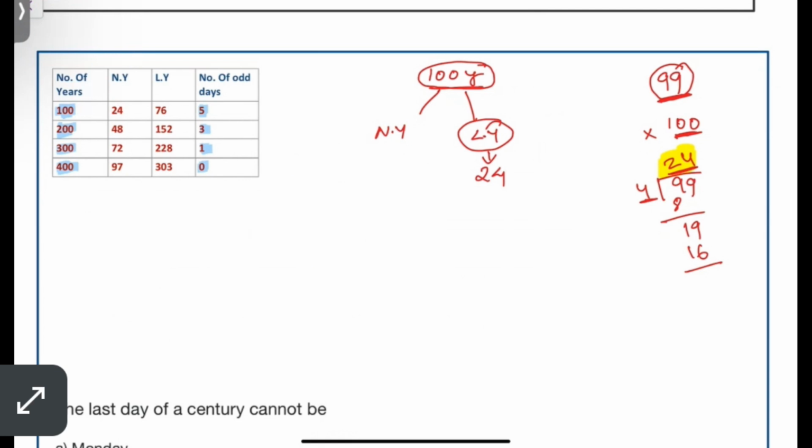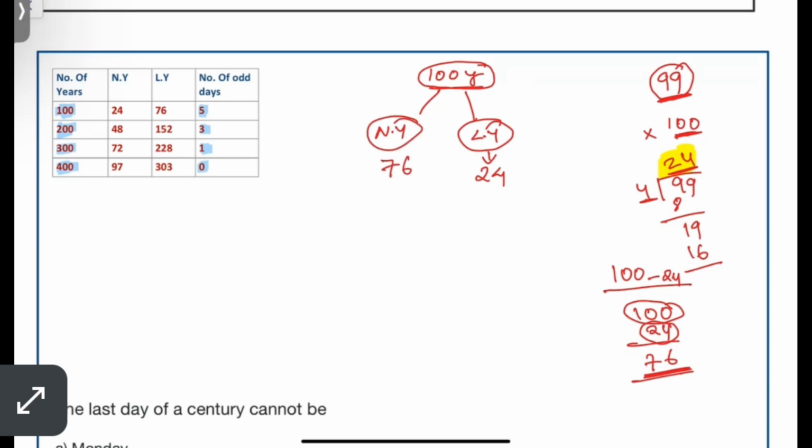That means out of 100, if 24 years are leap years, then 100 minus 24, which is 6 here and 76 here. That means out of 100, 24 of them are leap years, and the remaining 76 is a normal year.